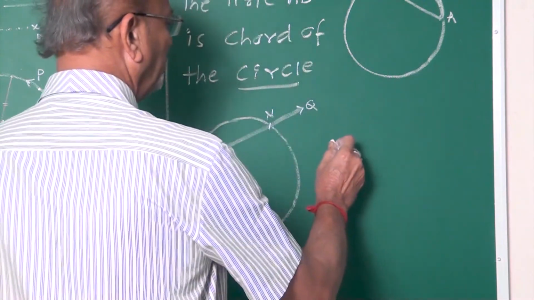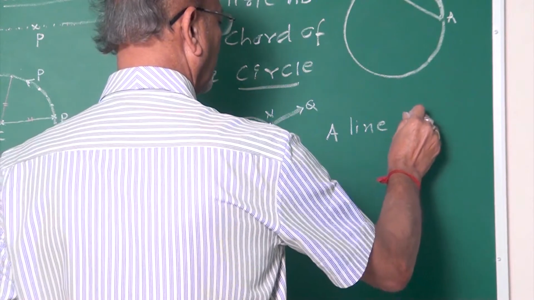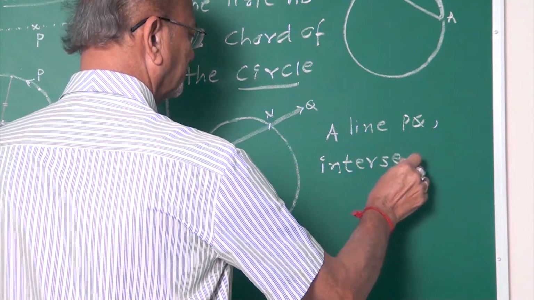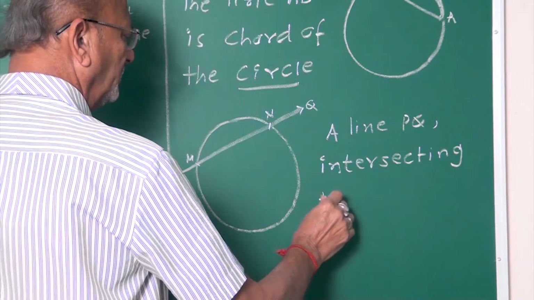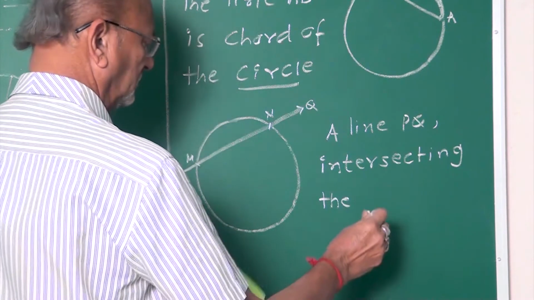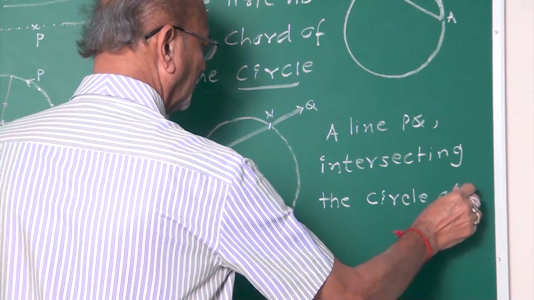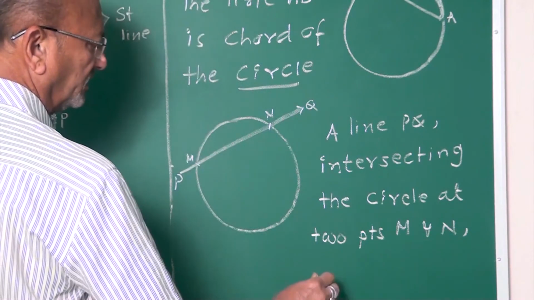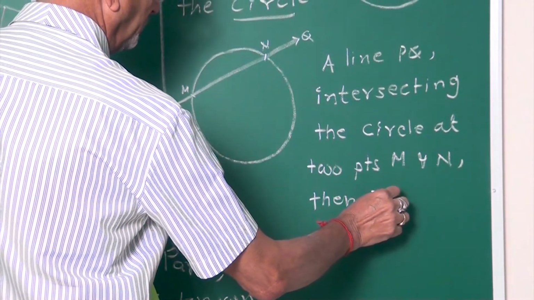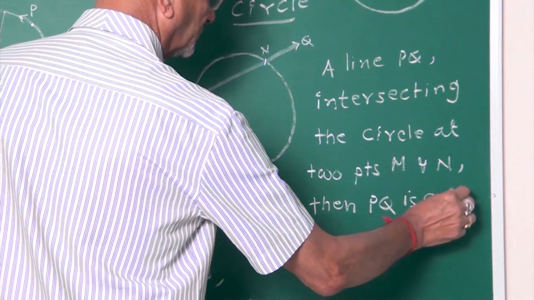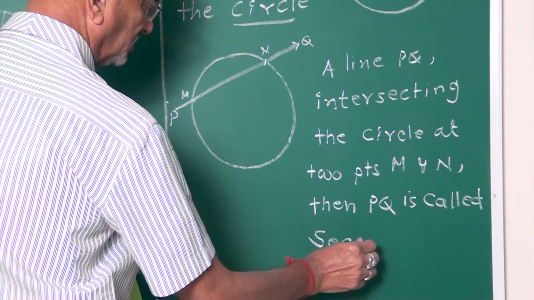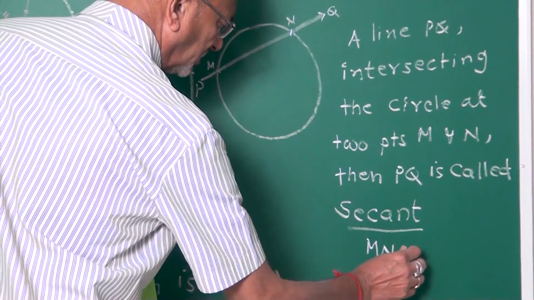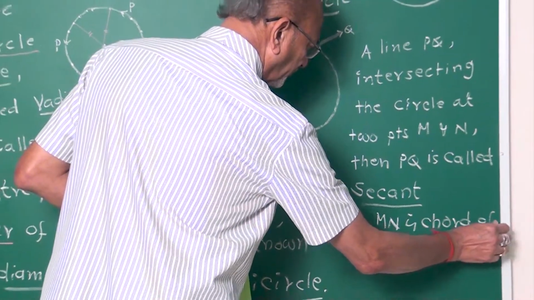Yes, my friends. A line PQ intersecting the circle at two points M and N, then line PQ is called secant of the circle. And MN is called chord of the circle.